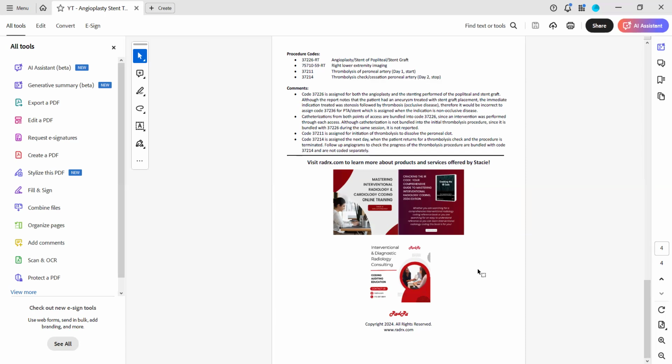So the general rule that you want to think about in interventional radiology is if you have two procedures that are being done at the same time, in the same vessel, same territory, or related procedures, and one bundles catheterization and one does not bundle catheterization, you don't unbundle it for the one that allows it. You actually keep it bundled for the one that bundles it. So there's no additional coding there. And then, of course, we have 37211 for that initiation of thrombolysis, and then 37214 for that cessation.